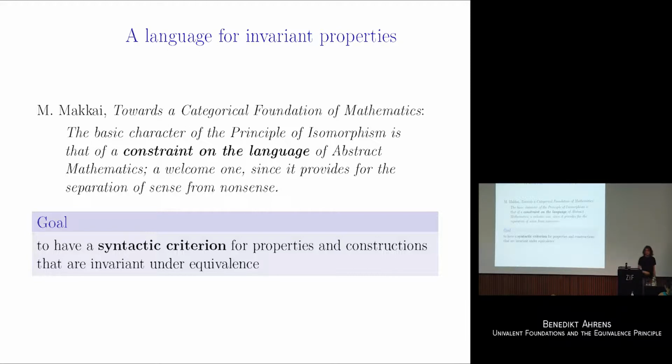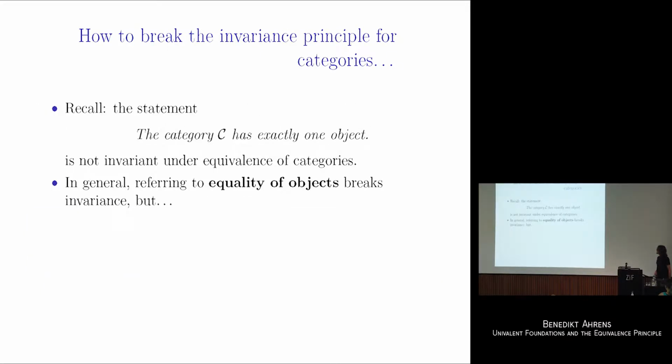Okay. By the way, feel free to interrupt me whenever you want to. Let's stay with the example of categories for a while. We had this statement that was not invariant under equivalence of categories. Where exactly does the non-invariance come from? Why is it not invariant under equivalence of categories? Because it refers to equality of objects.